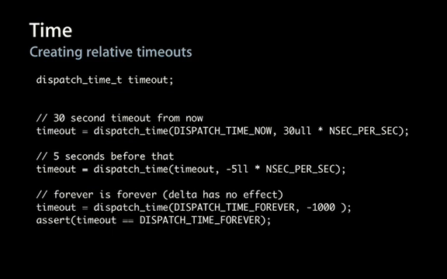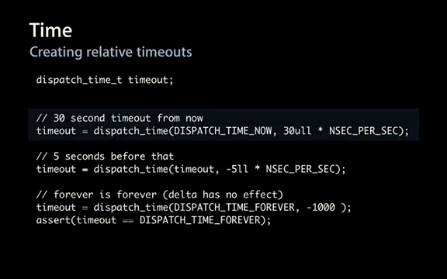So here are a few code examples. These are independent examples. The first one is using the dispatch time API to calculate a timeout relative to now. Basically, we're saying 30 seconds from now. It's 30 times the number of nanoseconds per second. That'll return a value where, if we were to pass this to one of the waiting routines, it would wait for up to 30 seconds and then return.